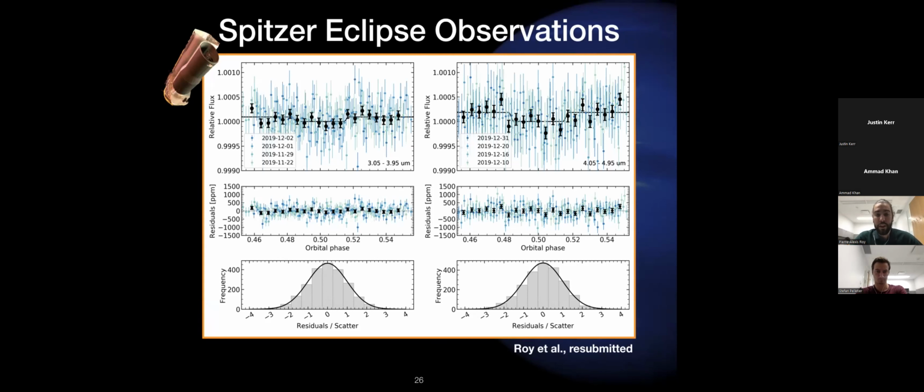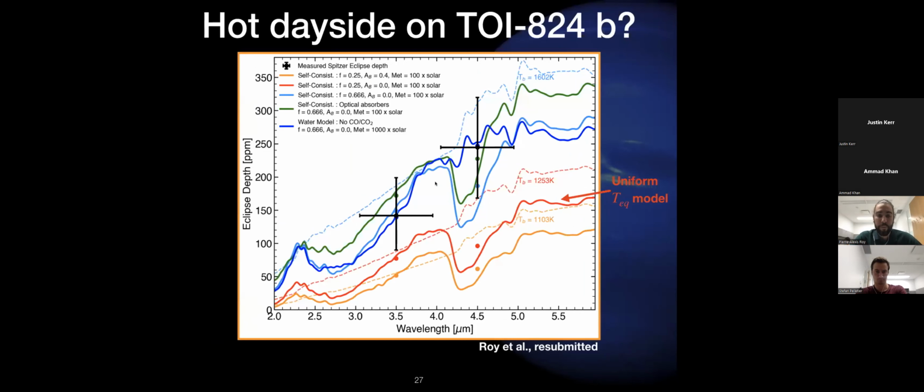If we now put these eclipse depths on a spectrum and compare it with atmosphere models for TOI-24b, the first thing to note is that both these data points, these Spitzer eclipse depths, are deeper than our atmosphere models if we assume the equilibrium temperature of the planet. So basically, we are not consistent with having just a uniform temperature around the planet, and we are basically observing a hotter day-side temperature for TOI-24b.